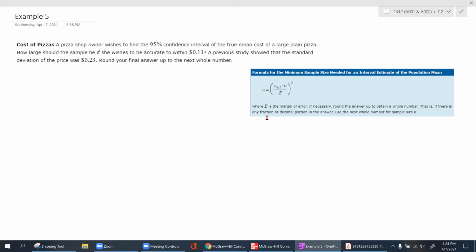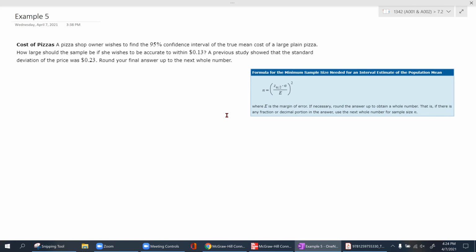That's a margin of error. A previous study showed that the standard deviation of the price was 23 cents. Round your final answer to the next whole dollar. If we look here for the formula for the minimum sample size needed for interval estimate of the population mean.